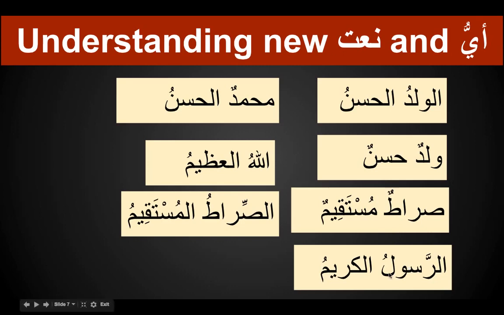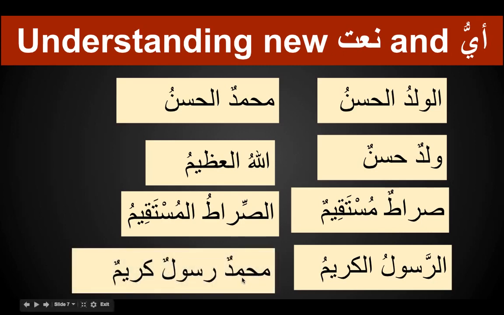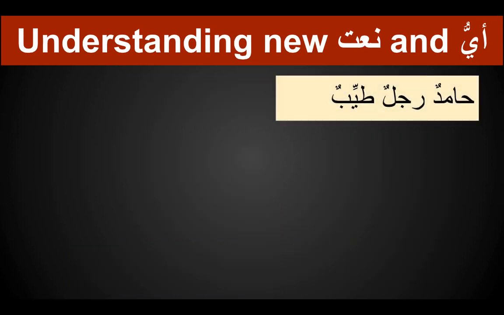But if we want to make a sentence, it has to be like this: Muhammadun sallallahu alaihi wasallam Rasulun. Muhammadun, the Mubtada, is definite, and Rasulun is one word, the Khabar, indefinite. Karimun is a Naat which will match the Man'ood. Muhammad is a noble messenger. Hamidun Rajulun Tayyibun: Hamid is a good man. Rajulun Tayyibun, a good man.